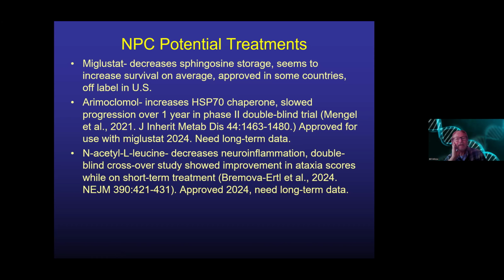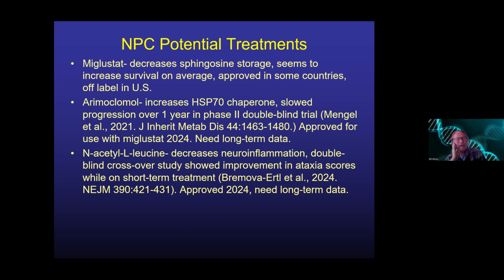And we need long-term data. So there is extension work going on with the company, and I've told them this. I'm sure the Niemann-Pick groups have told them they better have long-term data that shows continued efficacy. I hope the FDA is requiring that for something that's adding on a big expense, when miglustat already is a big expense.